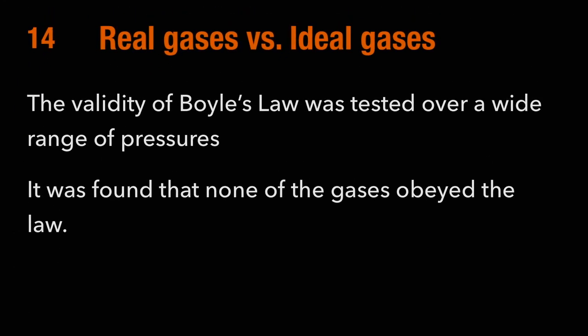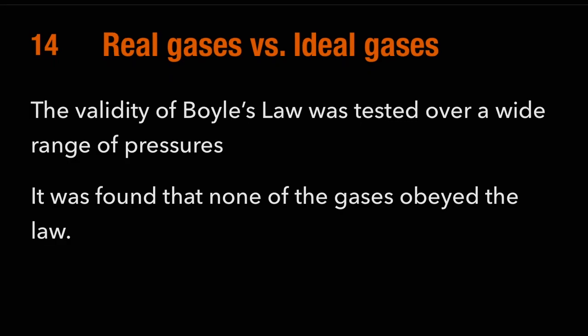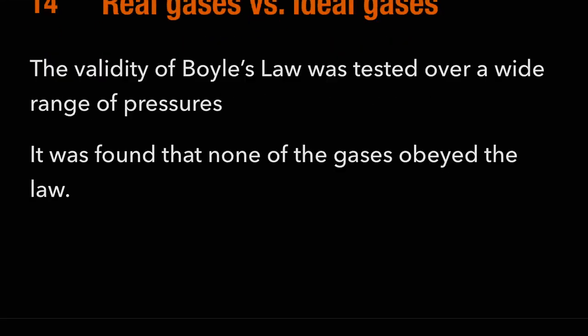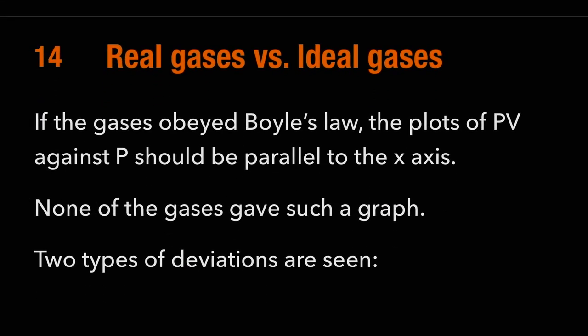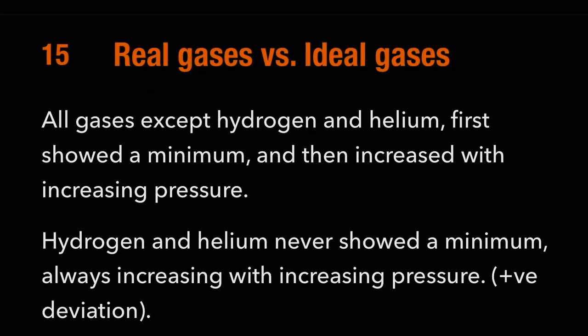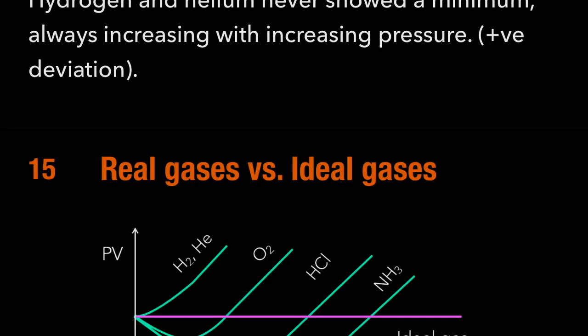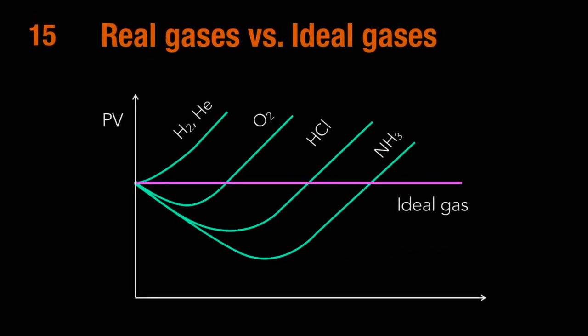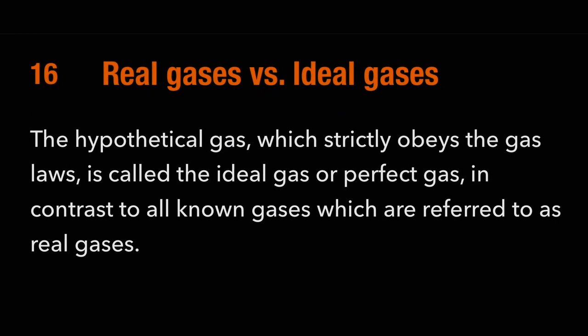We have found that none of the gases behave ideally. We have found that two types of deviation were seen. All show a minimum and then increase. Hydrogen and helium never show a minimum because they only have a positive deviation, like this. And then the hypothetical gas is called the ideal gas. It's a perfect gas. Again, the term hypothetical because it doesn't exist. All known gases are referred to as real gases.